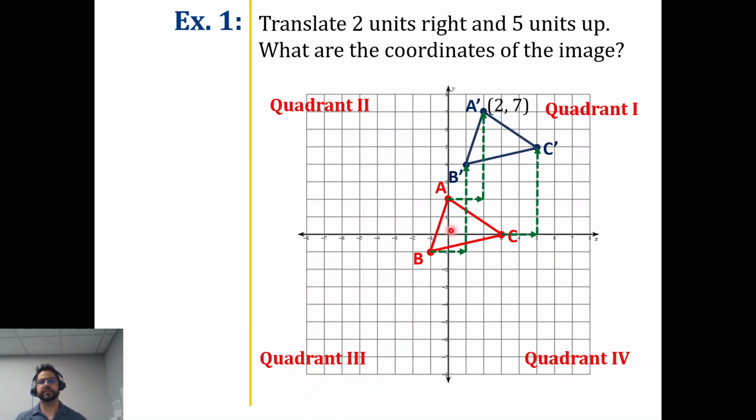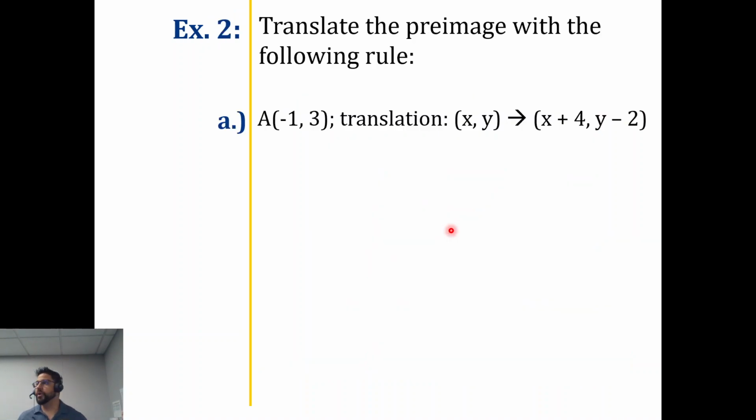All right, so again, we already counted our numbers: (2, 7), (1, 4), and (5, 5). All right, so the words are actually a little bit easier. It's when it is the arrow notation that students struggle with. Now, on the arrow notation, remember the x part is always left or right movement. The y is always up and down.